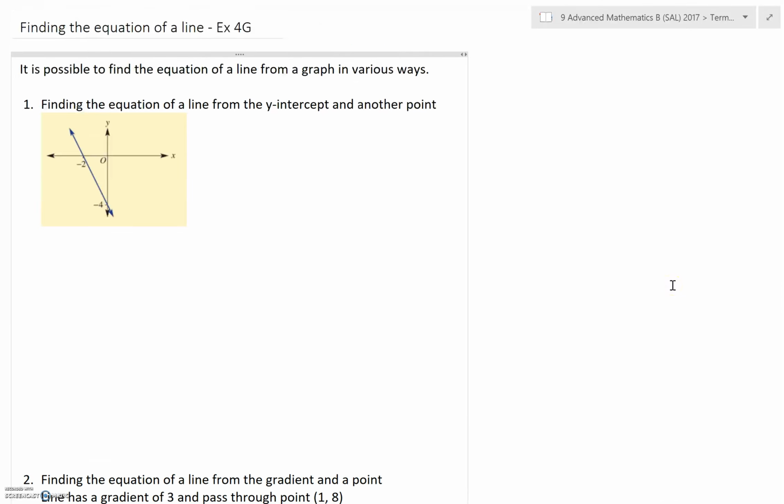Okay, everybody, let's look at our next lesson. Now, we're going to continue our work with lines and line graphs, and what we're going to do this time is find the equation of a line from a graph. So there are a few ways you can do it.